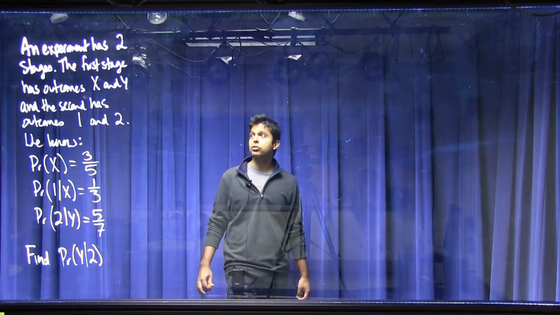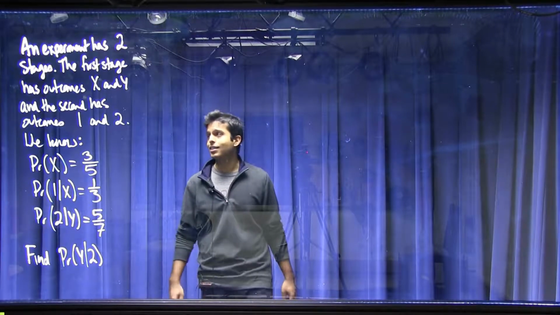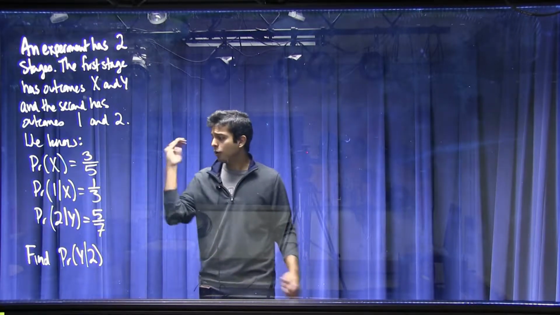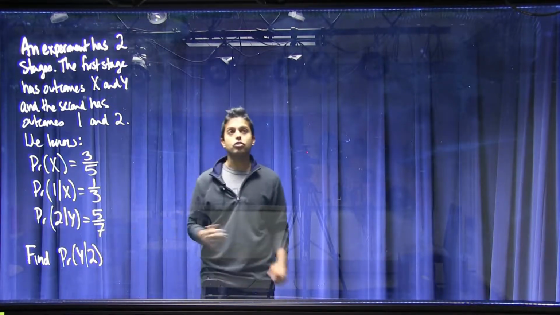Alright, an experiment has two stages, and the first stage has two outcomes, which we'll call x and y, and the second stage has two outcomes also, which we'll call 1 and 2. We know the following three facts, and using those we want to find the probability of y given 2.